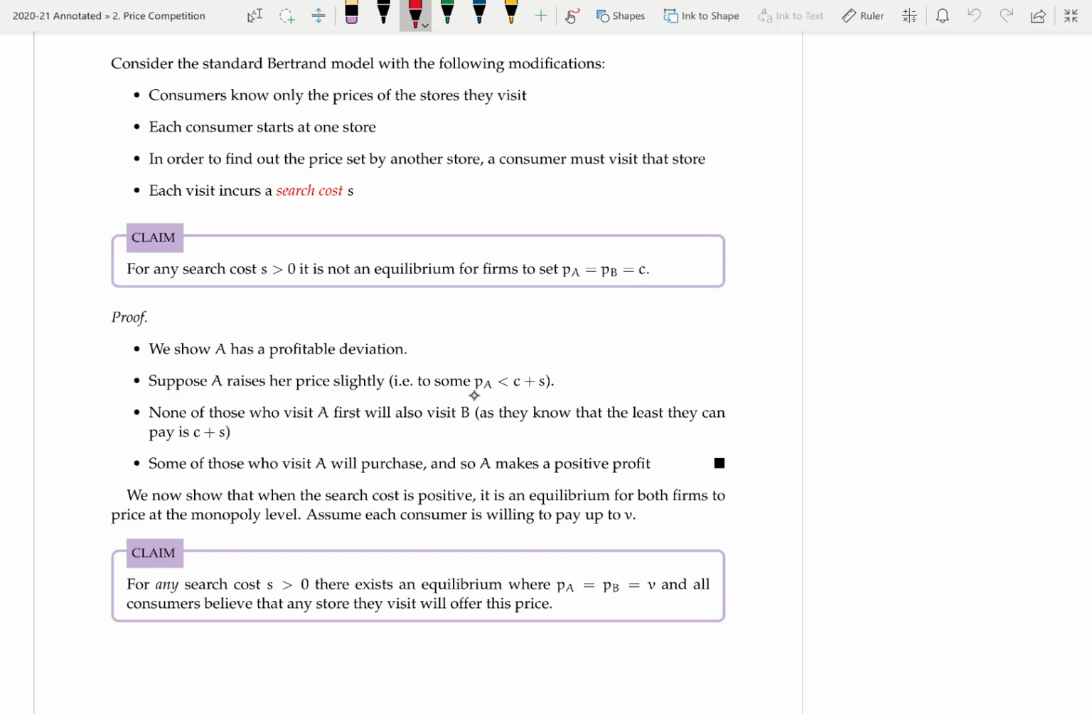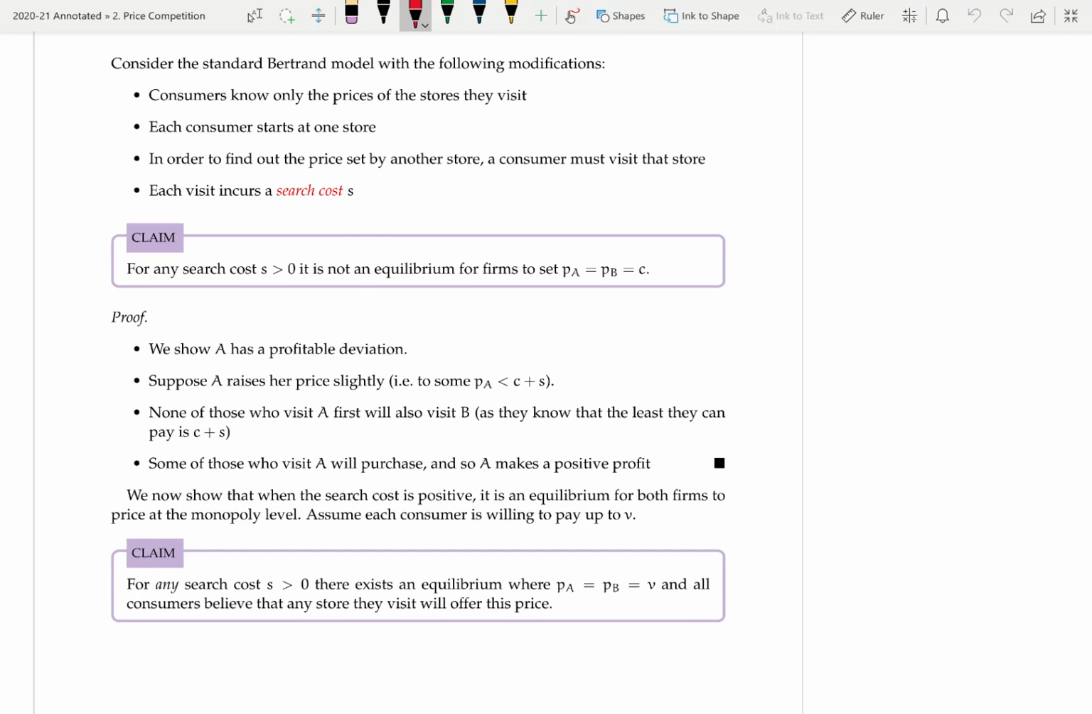If A raises her price so that her price is less than firm B's price of C plus the search cost, then what's going to happen? Well, those who visit A first are not going to visit B, because they know the least they can pay at B is C, because firm B is not going to price below C, and they also incur a search cost S. So effectively, they're paying at least C plus S if they buy from B. This means that some of those who visit A are going to purchase from A, and so A is going to make a positive profit because she's pricing above marginal cost.